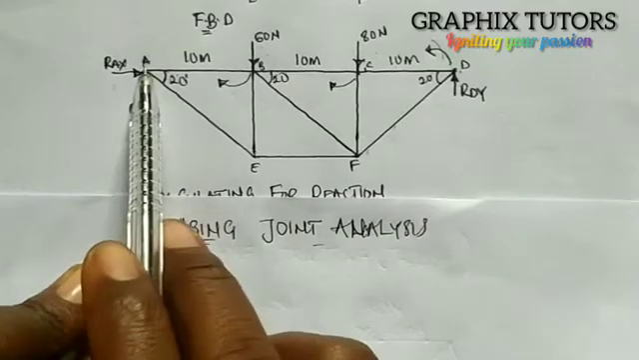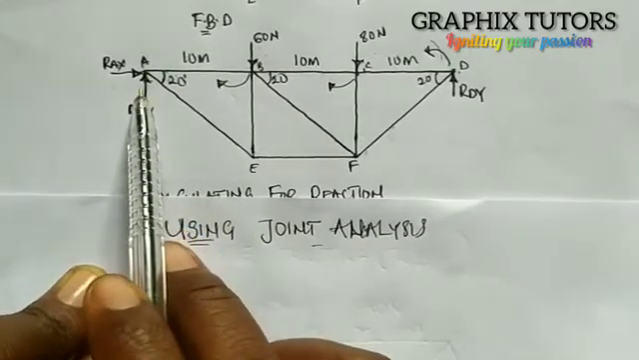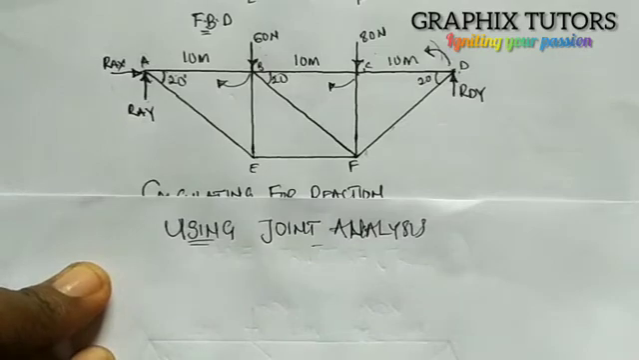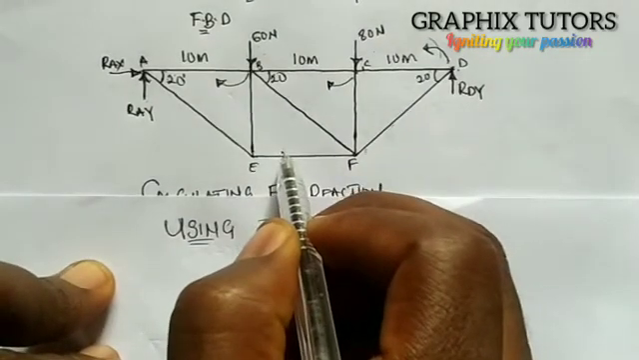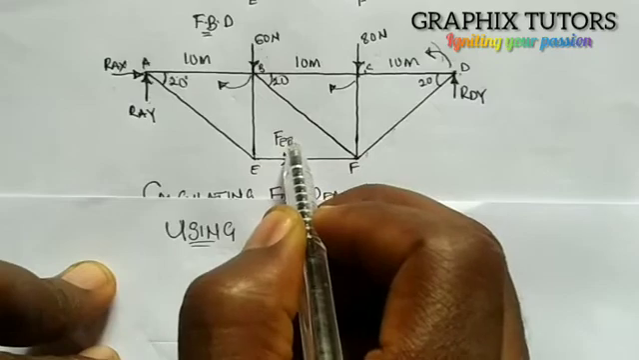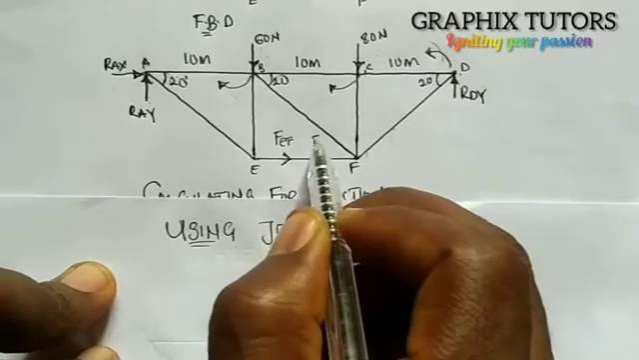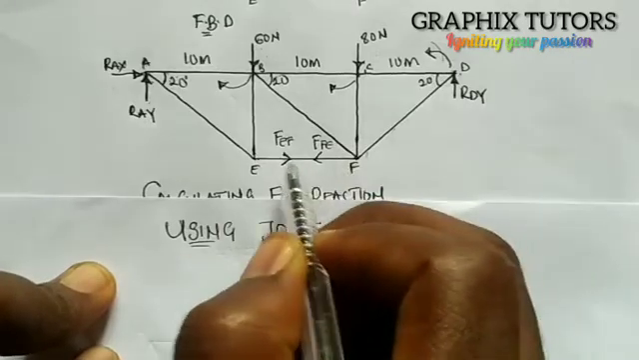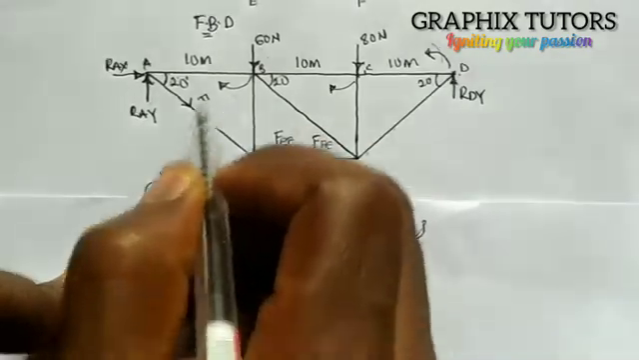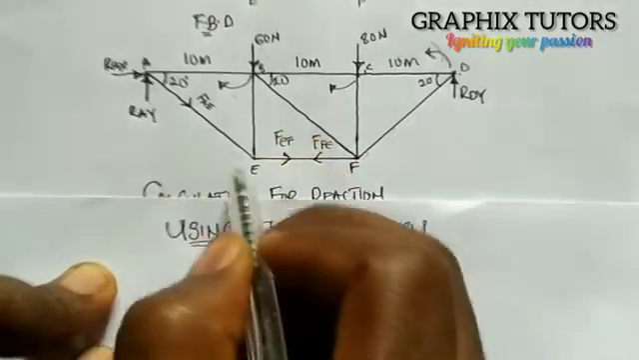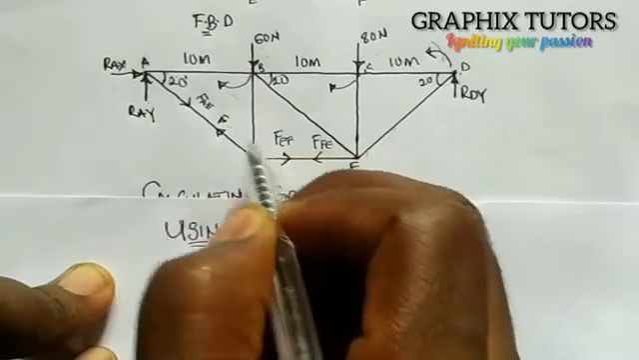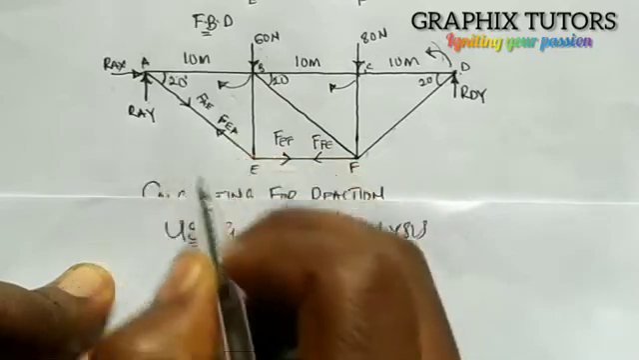Now the question is, there are different joints. A joint is where two or more members meet. So if you look at this joint, I will show you something here. At EF, there's a force acting like this. We'll call it force along member EF. And there's another one acting this way. We'll call it force along member FE. Then we have another one here, this way also, FAE, right? And we also have FEA. So FAE is the same as FEA.